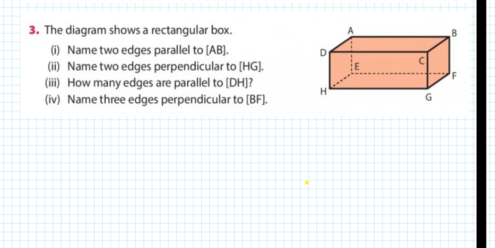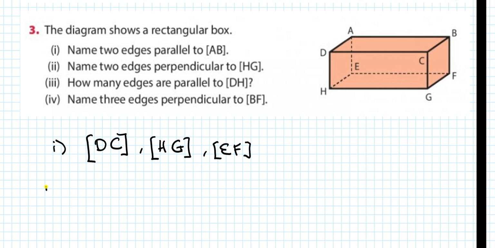What about the likes of this when we're looking at a three-dimensional situation? The diagram shows a rectangular box. Name two edges parallel to AB. Well, where's AB? AB is here. Two edges that are parallel to it. We could say DC, we could say HG, and we could say EF. So any of those answers. So 1, DC, HG, or EF, and they're line segments, so we're putting our square brackets around them. They have starts and ends.